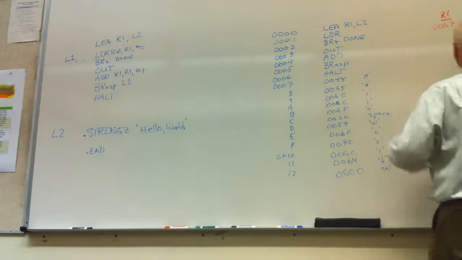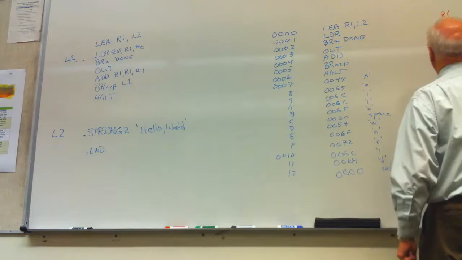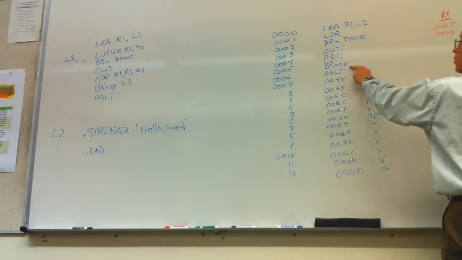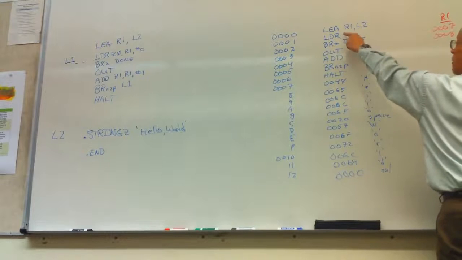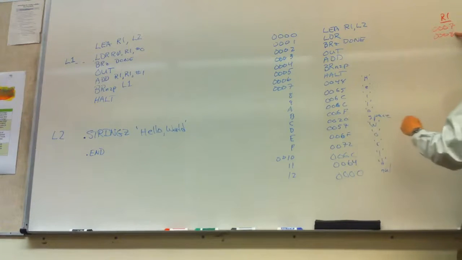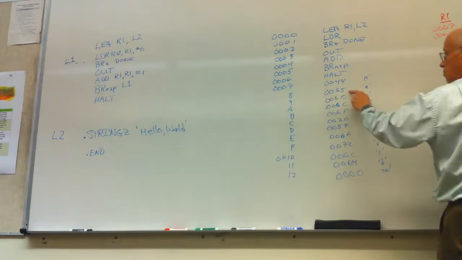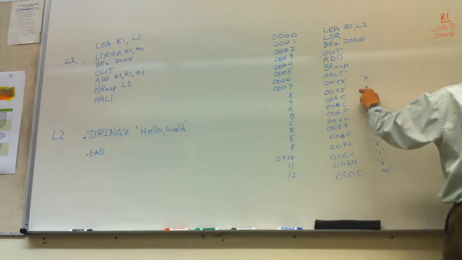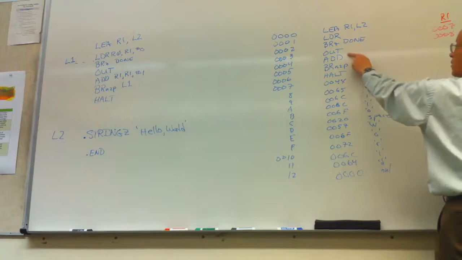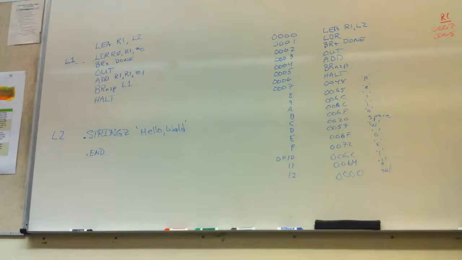We add 1 to this register, so we get an 8. We do an unconditional branch back to here. Now when I load, I'm not referencing 7, I'm referencing 8. So I come down to here and I load a 0065. Not 0, so I print it and I get the E. So on. Okay? We just worked through the thing.